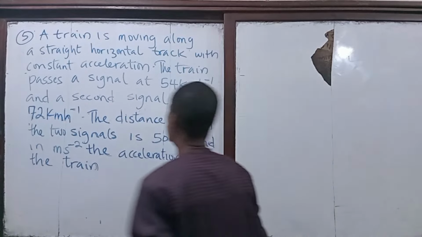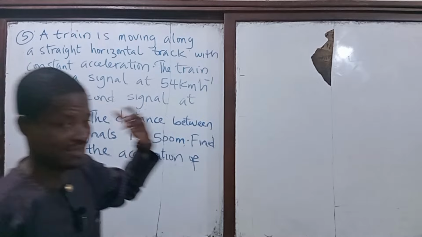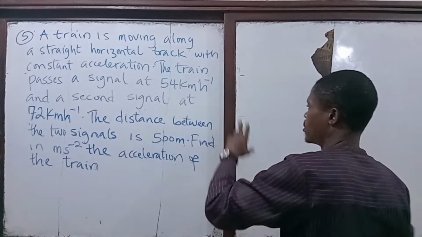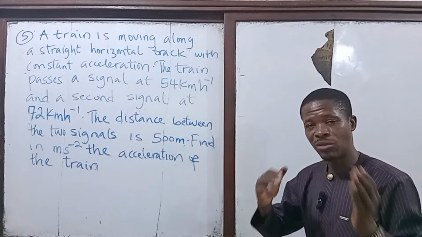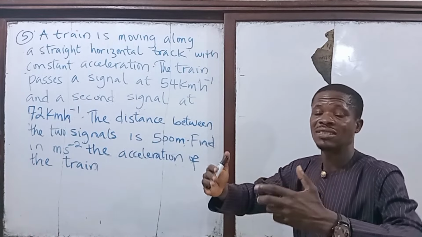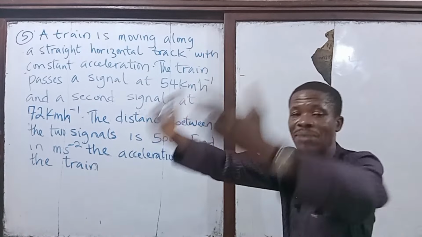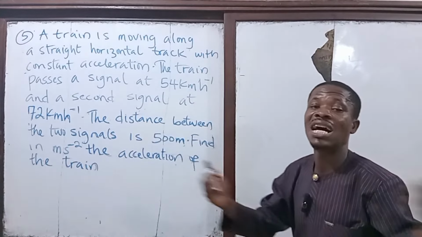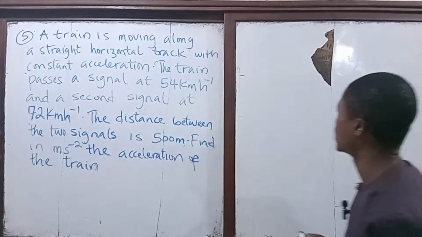So what we're going to do, we've been told that we should make our acceleration in meter per second square. But the speeds are in kilometer per hour. So there will be need for us to convert the speed from kilometer per hour to meter per second. And how do we do that?